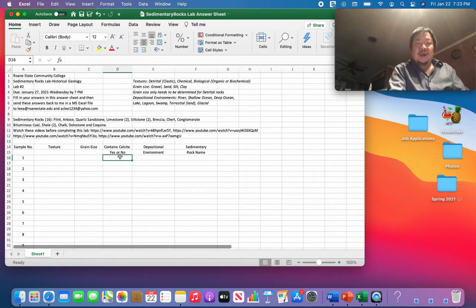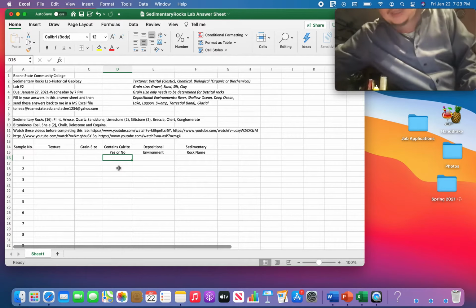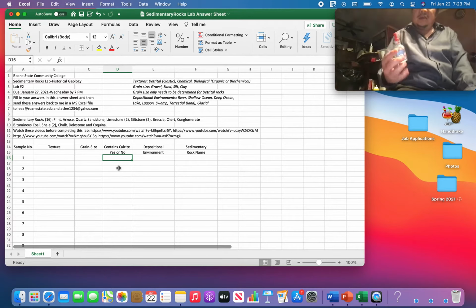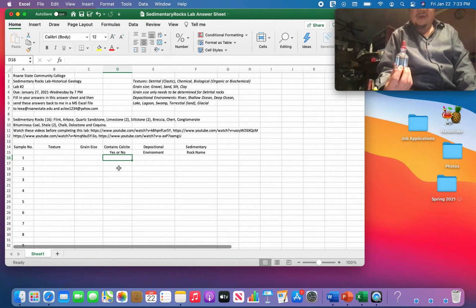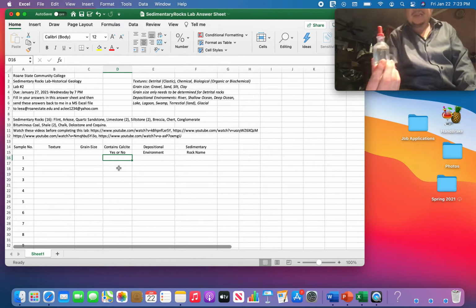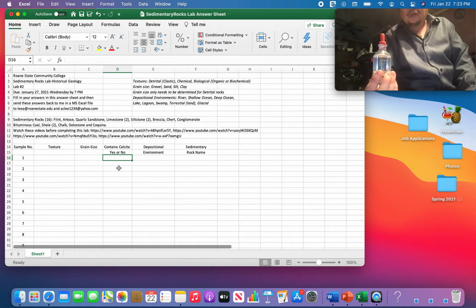If the sedimentary rock has the mineral calcite in it, you want to write yes. And if it doesn't have it, you want to write no. And the easy way to tell is, if a rock has the mineral calcite in it, and you drop some of this 1 molar hydrochloric acid on it, it will fizz, it will bubble. If it does not bubble, it does not have the mineral calcite in it.